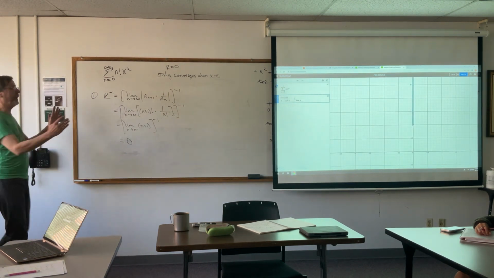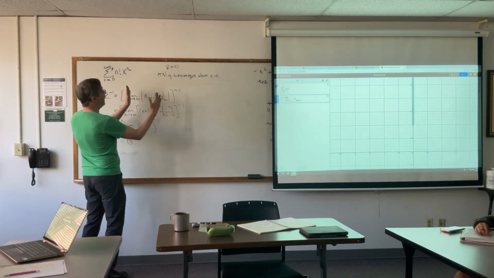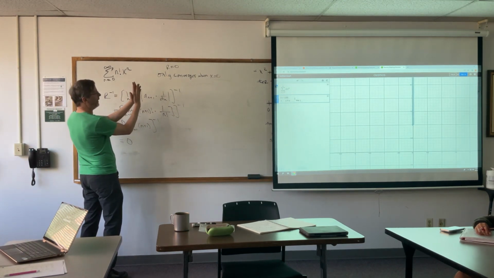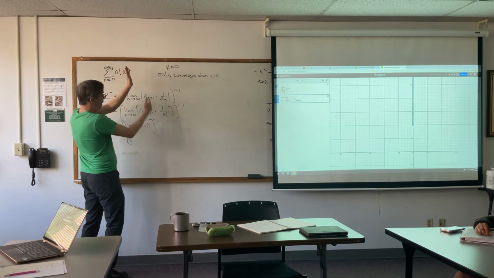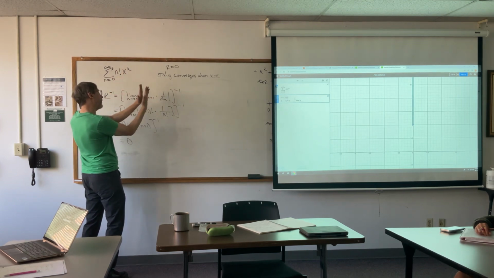That's what happens when your radius of convergence is 0. You just have convergence at the center because everything is just flying off to infinity, closer and closer and closer to the center.